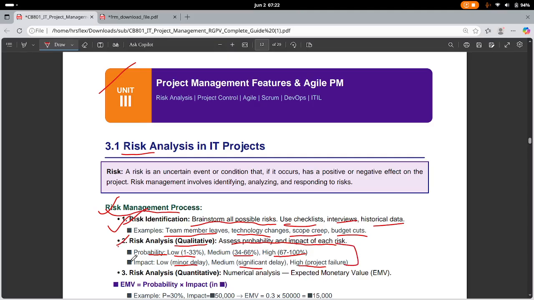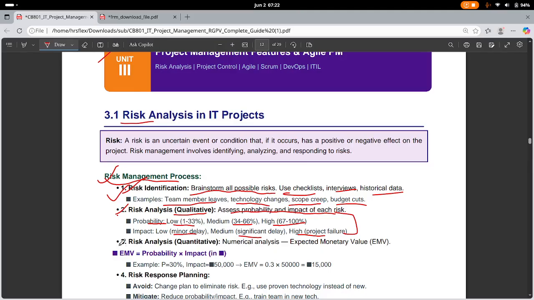Based on that, you also need to analyze the risk quantitatively. What we just did was a qualitative analysis, where you just study the quality of the risk, like the probability. Based on the probability you are doing that. You also need to do the quantitative analysis, which is the numerical analysis.